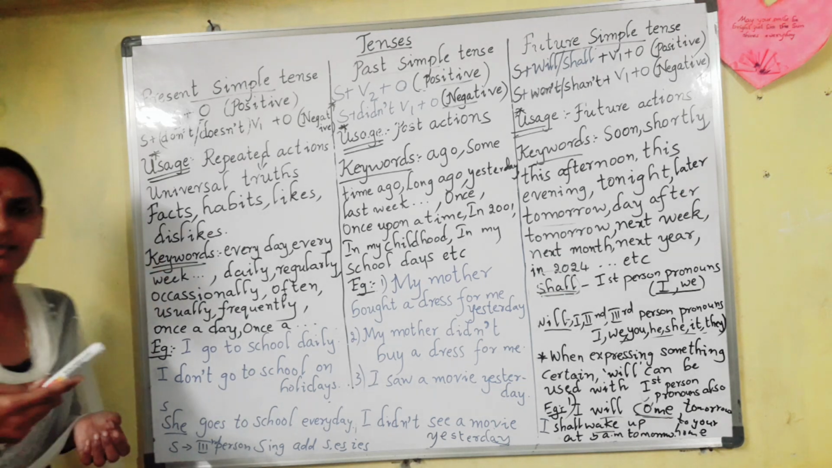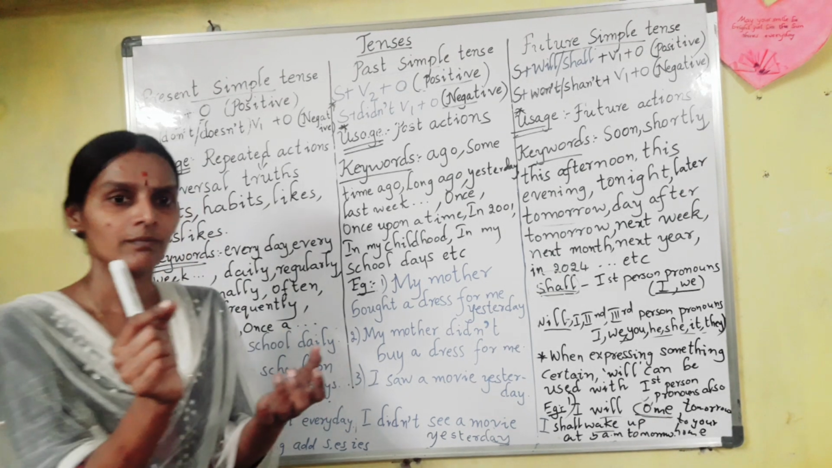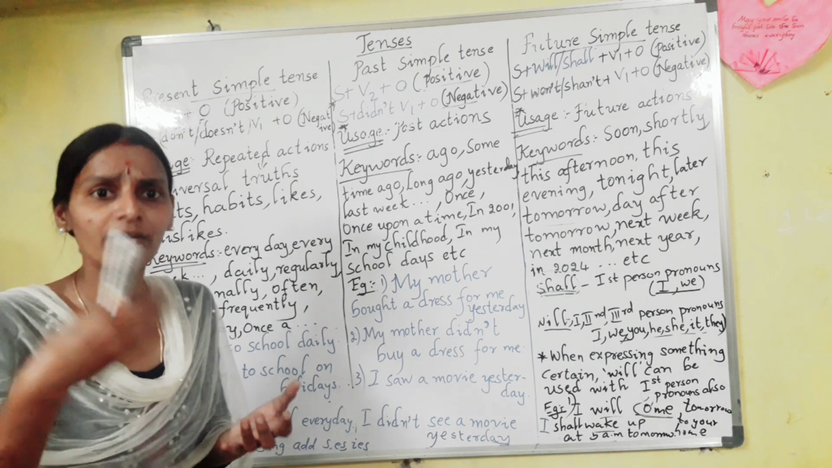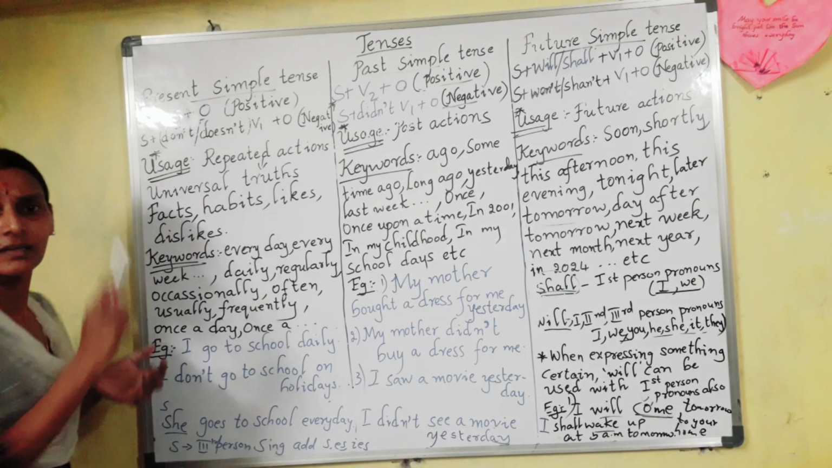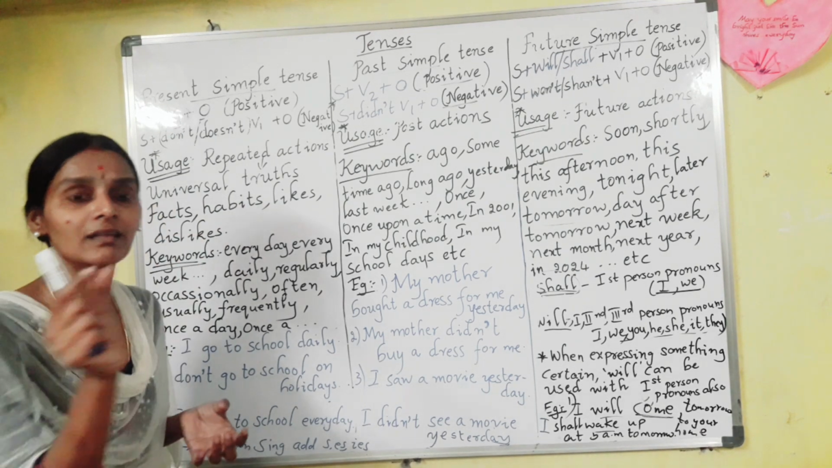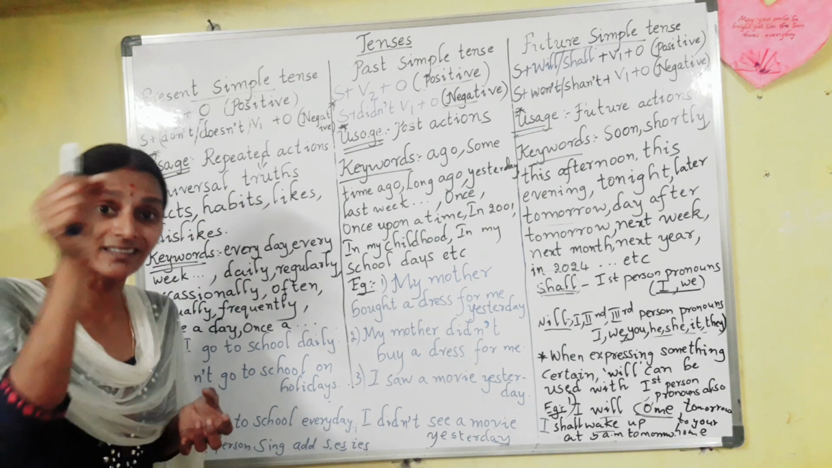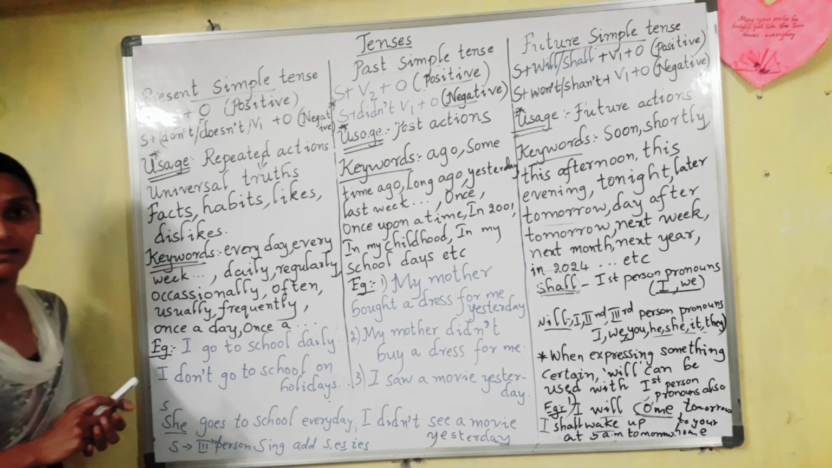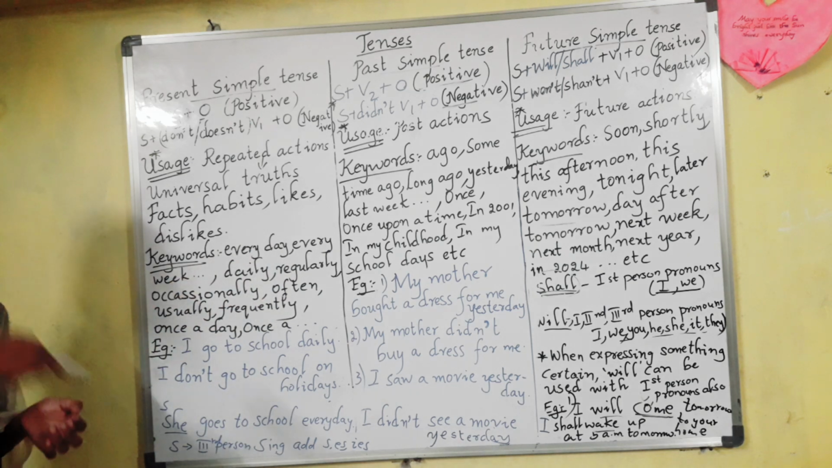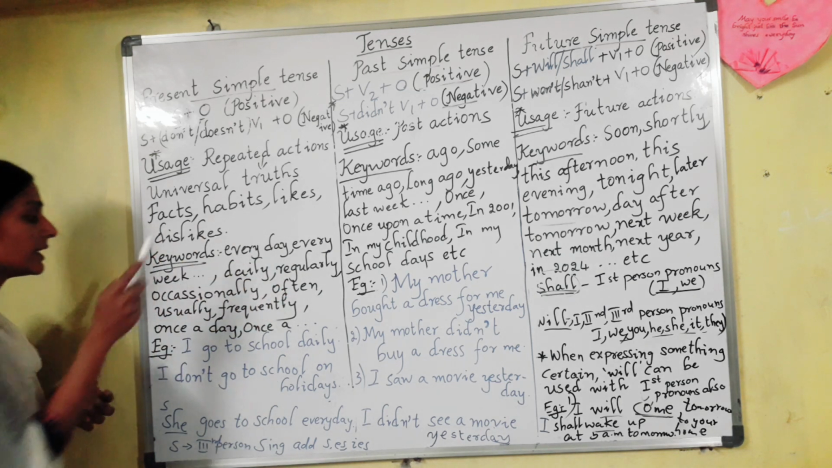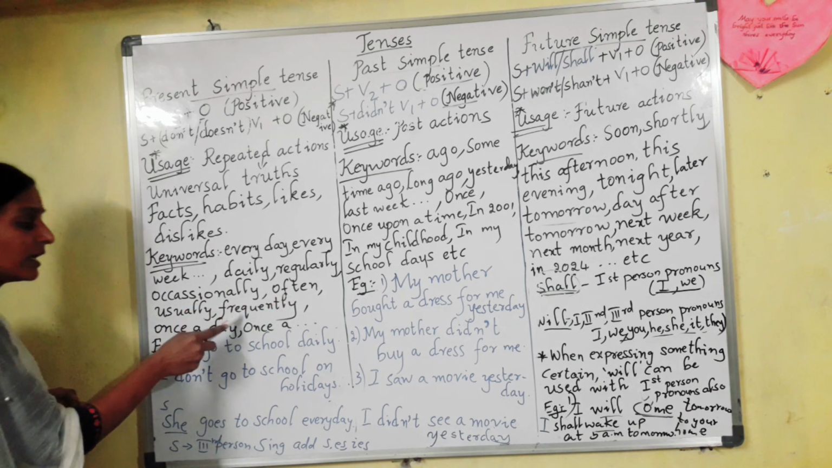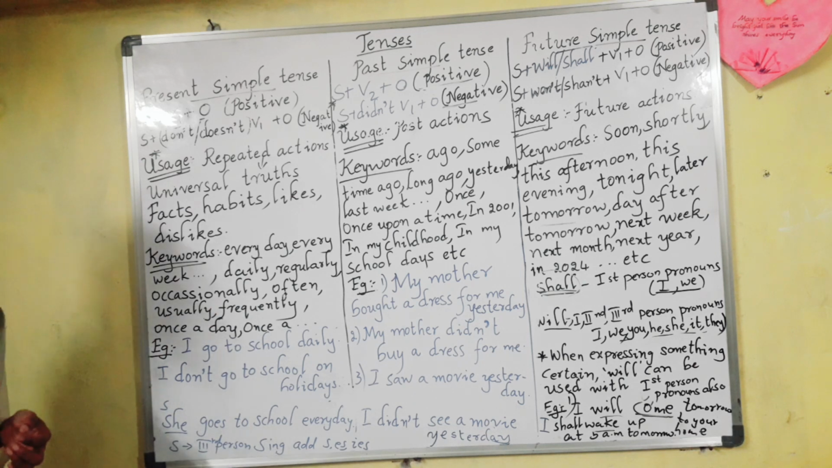Now, any keywords? By identifying any word, can we tell the sentence is in present simple tense? Yes. By noticing some words, we are going to identify that the sentence is in present simple tense. Such keywords are: every day, every week, every month, every year, daily, regularly, occasionally, often. Here T is silent. Often, usually, frequently, once a day, once a year, once a month, etc.